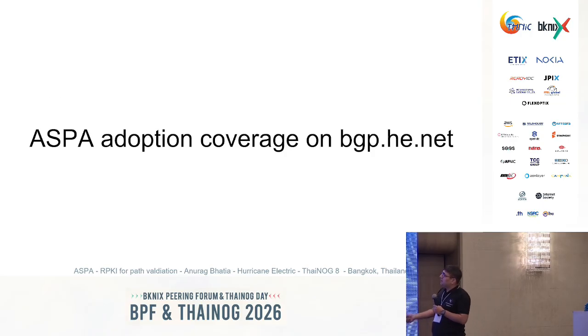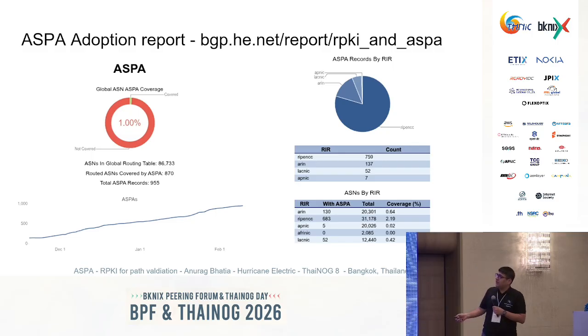Besides our backbone, we run this popular tool, bgp.he.net. We have added a page on bgp.he.net for tracing. This is a slightly older version of my slide. I think maybe I sent an updated one. So as of now, this is at 2% level. Apologies, it's 1%.